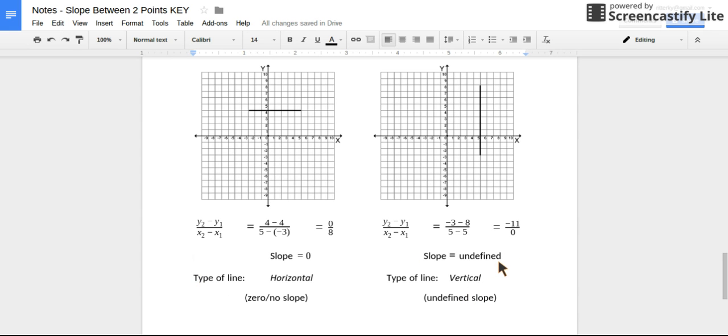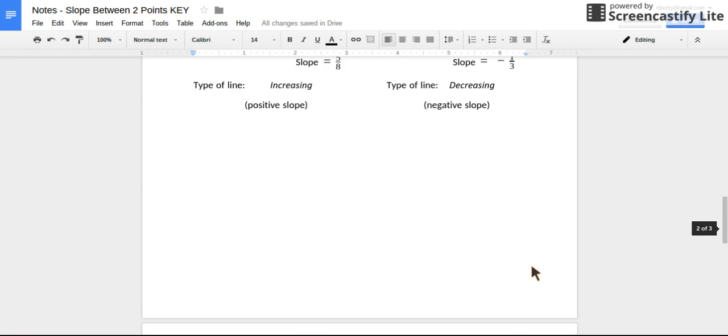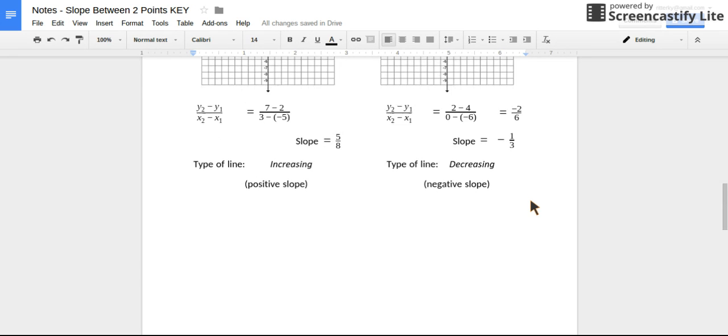So we use the word undefined because we cannot define the slope if it's just straight up and down. I've had some teachers tell me that you can imagine a slope as something you can walk on. So I could walk on these lines. I'm walking uphill. That's a positive slope or an incline. I could walk on this line from left to right, and I'd be going downhill, or I would have a negative slope or a decreasing line.